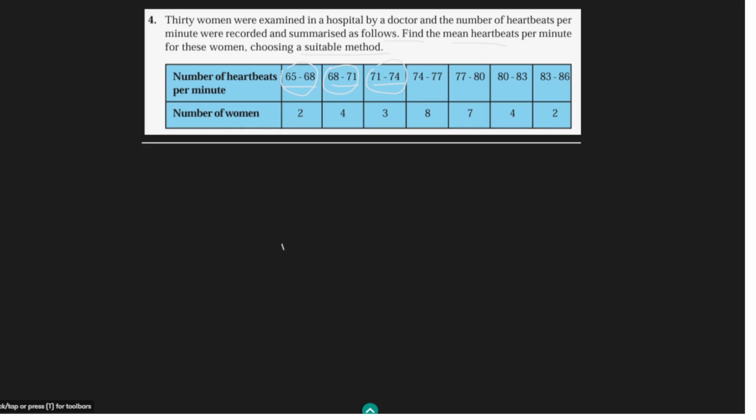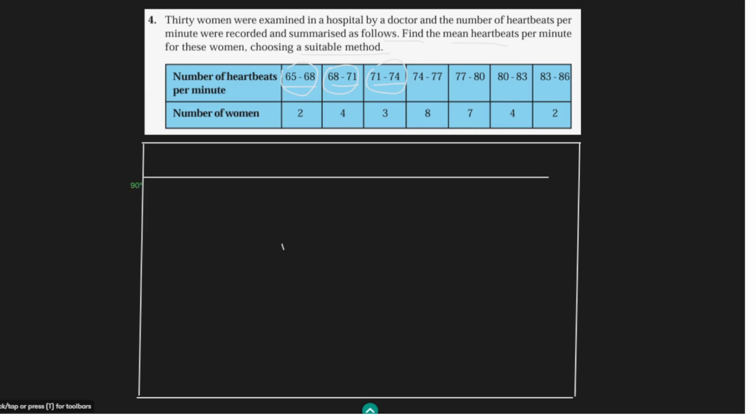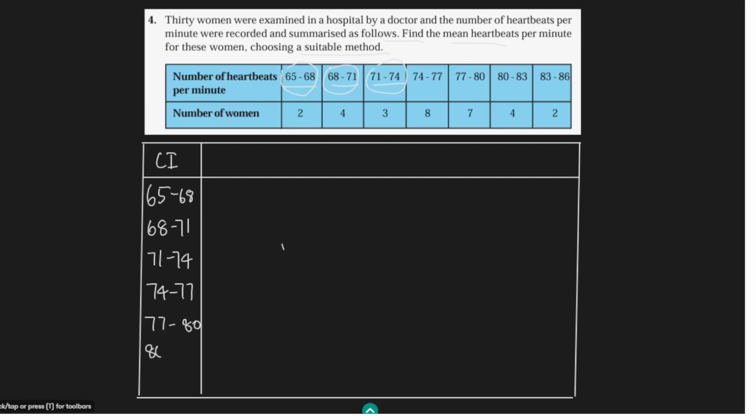For that, let's make a table of 6 columns. So the first column is for xi, that is the class intervals, which is 65 to 68, 68 to 71, 71 to 74, 74 to 77, 77 to 80, 80 to 83, and 83 to 86. Then we have the fi values, which is the number of women. So we'll write those values now. We get 2, 4, 3, 8, 7, 4, 2.